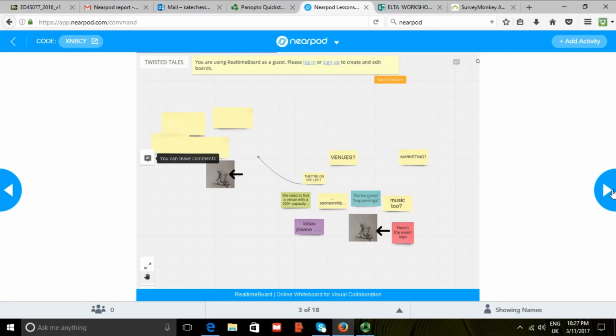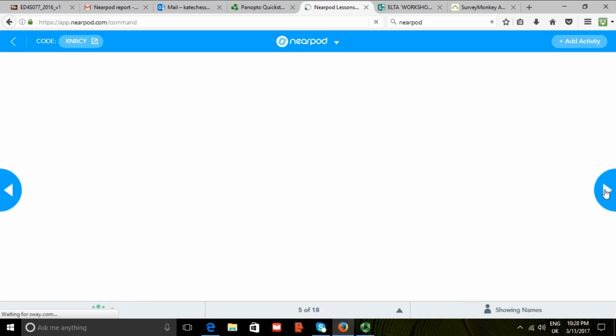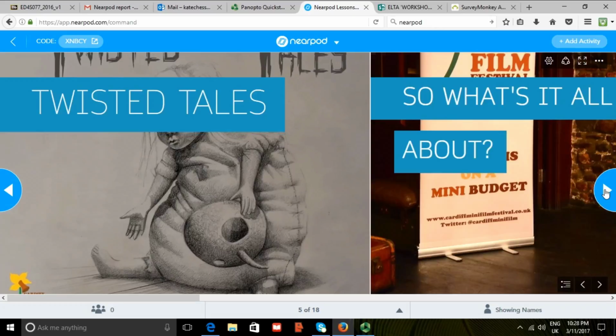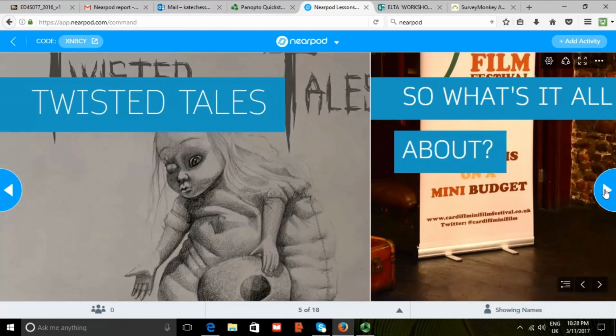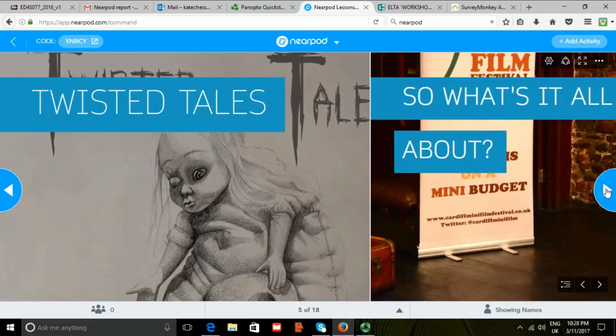We'd previously set up a real-time board to get ideas, so we went through that again and reflected on the ideas we'd had. We've got some new ideas for what we could do to make it even better than we already intended to. Also, Nearpod's brilliant because you can incorporate other presentation tools on there. So I put in a Sway presentation just to see how that worked.